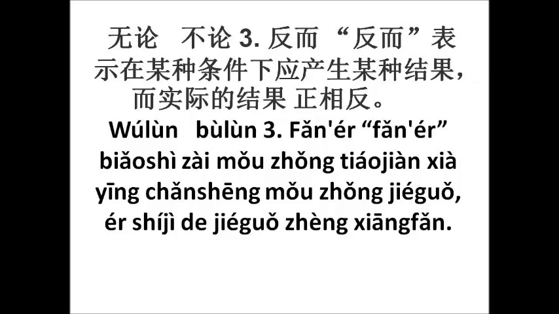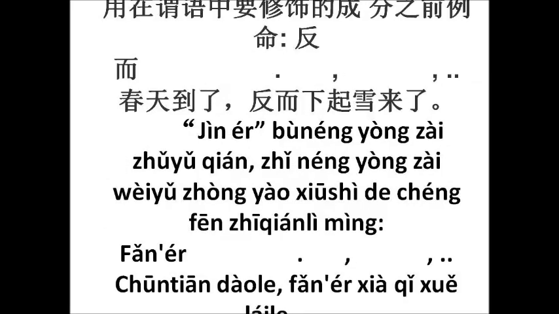Fan er is used to indicate that something has happened that is contrary to or opposite of the result expected. Fan er. So something was expected, however, fan er. It cannot be put before the subject, can only be put before what should be modified in the predicate. Let us read some examples.